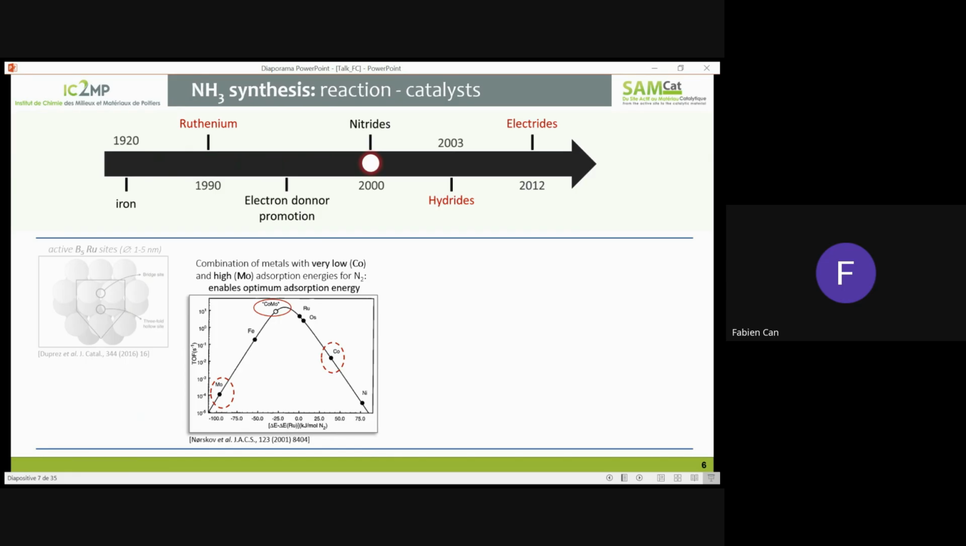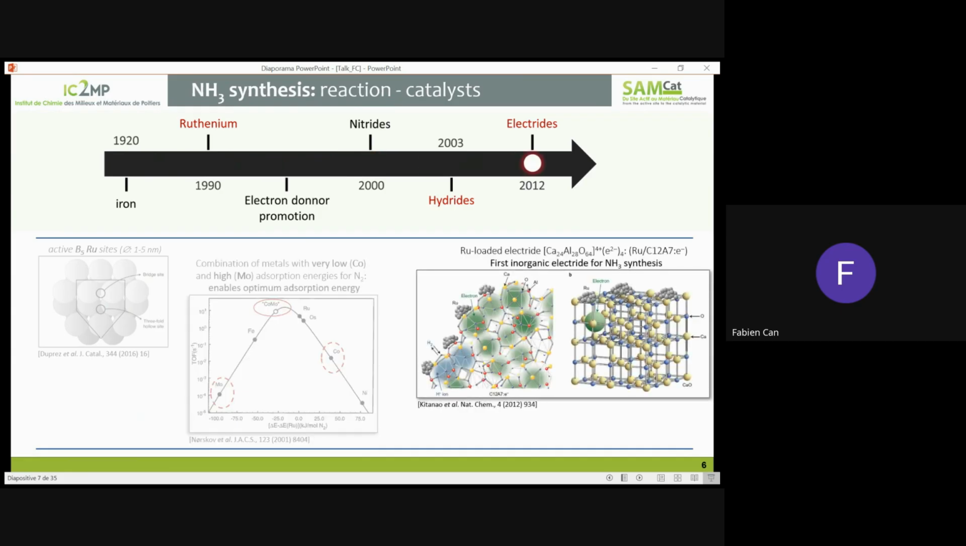And after that, we have a lot of publications with hydride or electride samples. And in 2012, Kitano and Hosono from the Japanese group proposed the first stable inorganic electride for ammonia synthesis. It was a very promising sample because the electride behavior helped the N2 dissociation. In addition, this catalyst can store a large amount of hydrogen as a hydride component, and it will prevent the ruthenium poisoning by hydrogen, by H2.